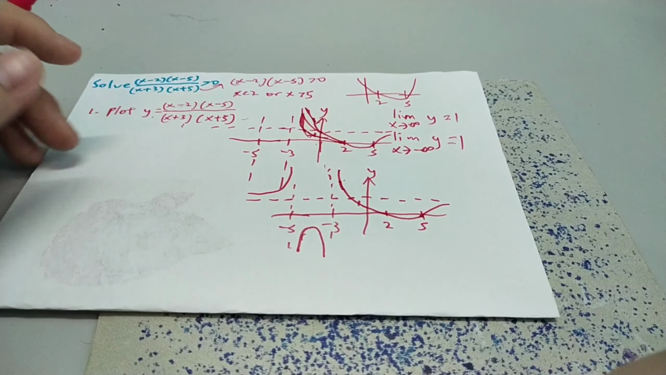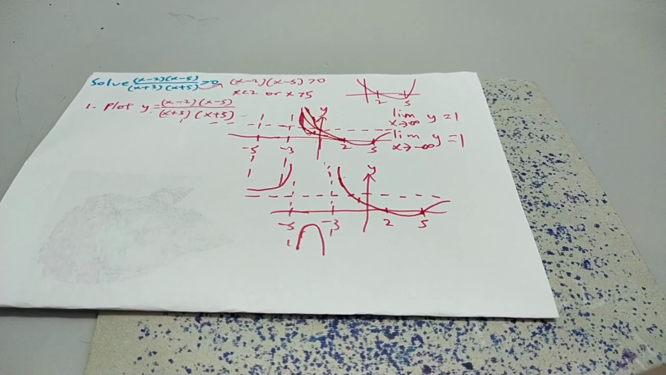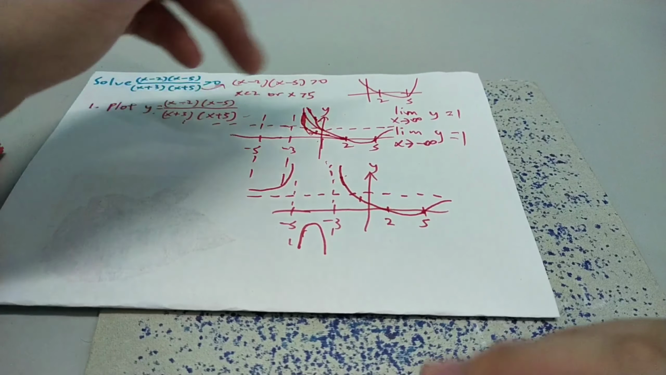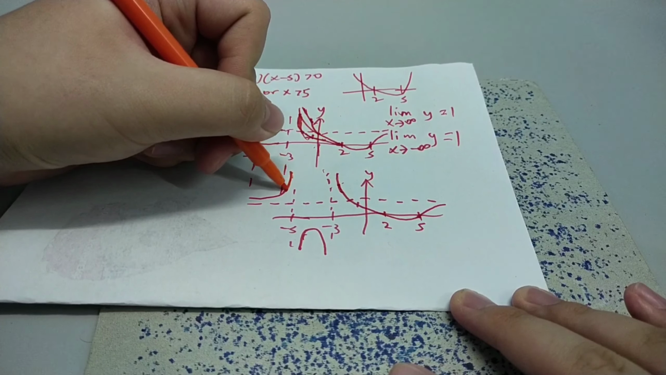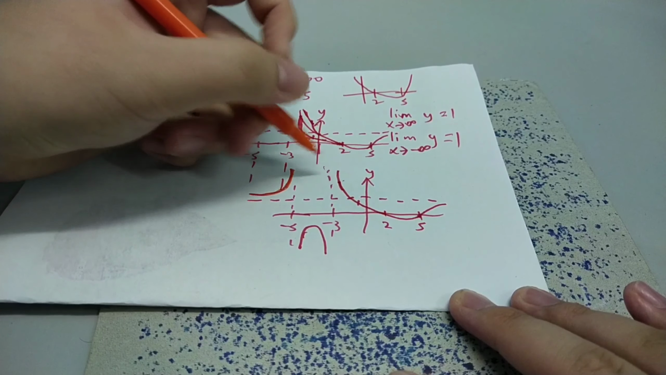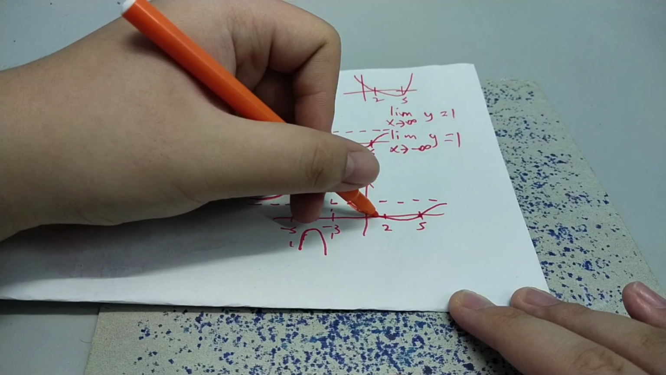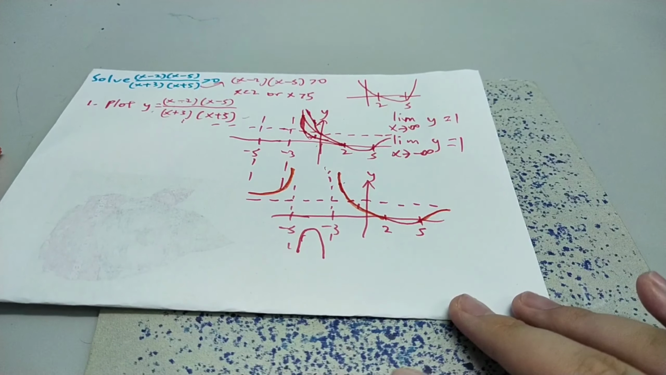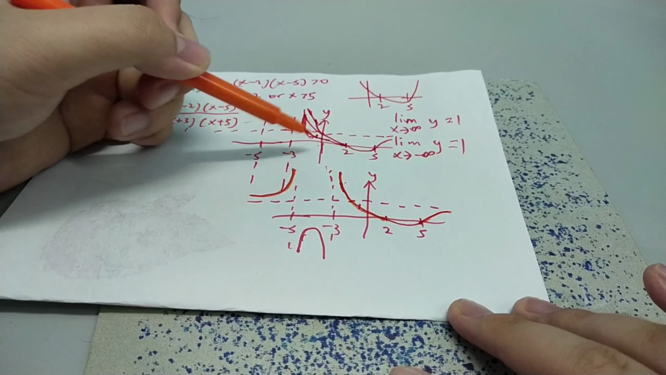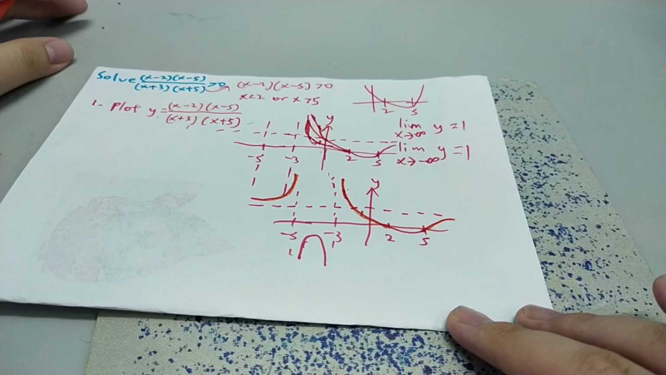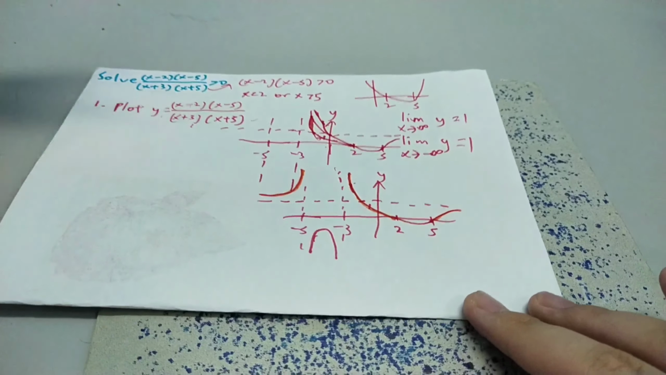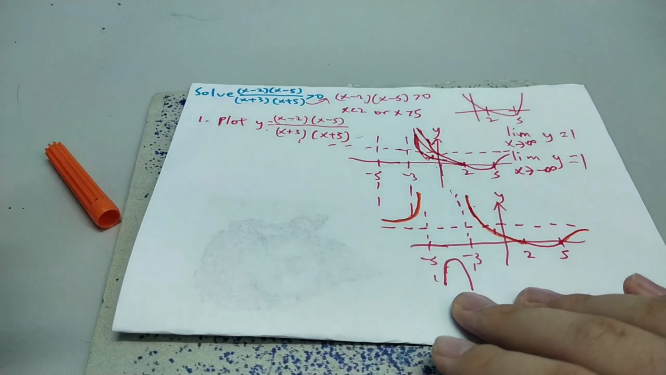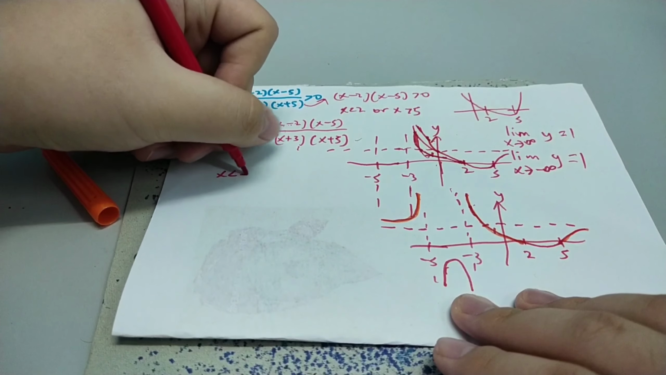And then what I'm going to do is define the curve above the x-axis, because we want it bigger than 0. So our curve is this part, and this part. So we need to define the curve that is highlighted with the orange marker. And so here is the final answer. The final answer is going to be x is less than negative 5.